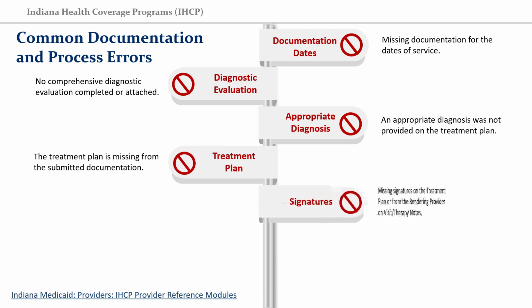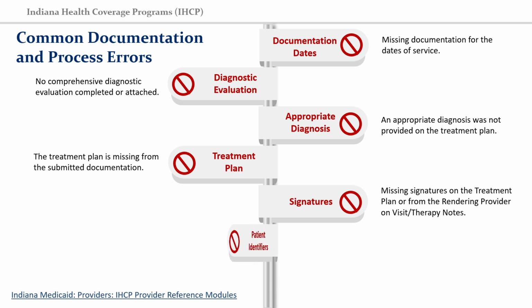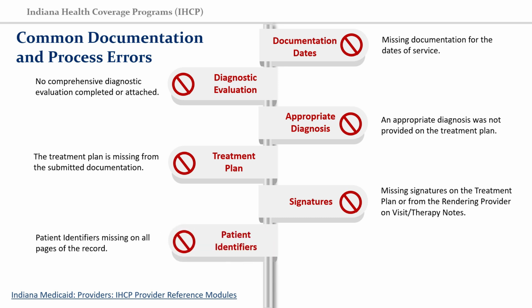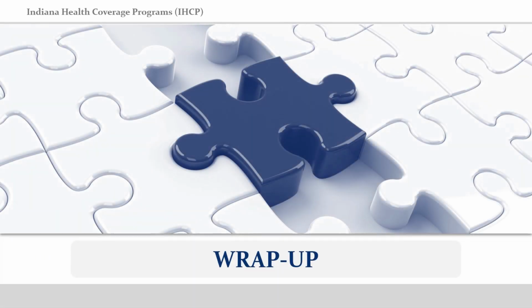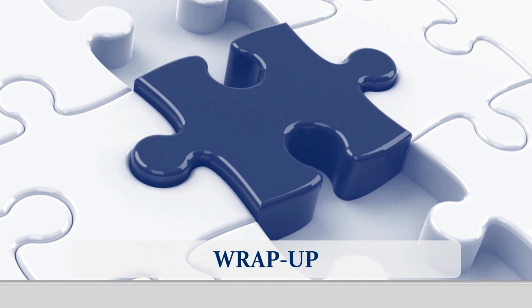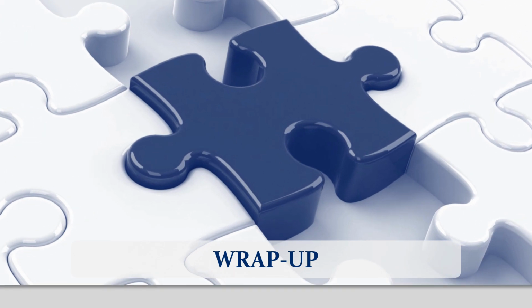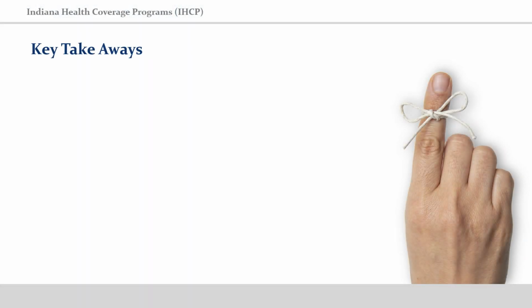Signatures were missing on the treatment plan, rendering provider's visit or therapy notes. Patient identifiers were missing from one or more pages on the record. And billing units were not supported in the documentation. Let's wrap up by reviewing some key takeaways about interactive complexity. In summary, there are several key takeaways.